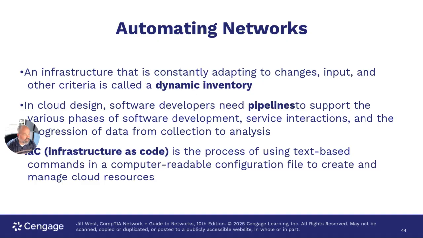Next, we're going to look at automating networks. And this is a dynamic inventory that constantly adapts to changes, kind of like a GPS that automatically updates when new roads are built. Pipelines support different phases of software development, kind of like an assembly line for code. We've got the IaC, which is infrastructure as code. That lets you create and manage cloud resources using text-based commands in configuration files. And that's like writing recipes for your network infrastructure. If you follow the recipe, you're going to get consistent results every single time.